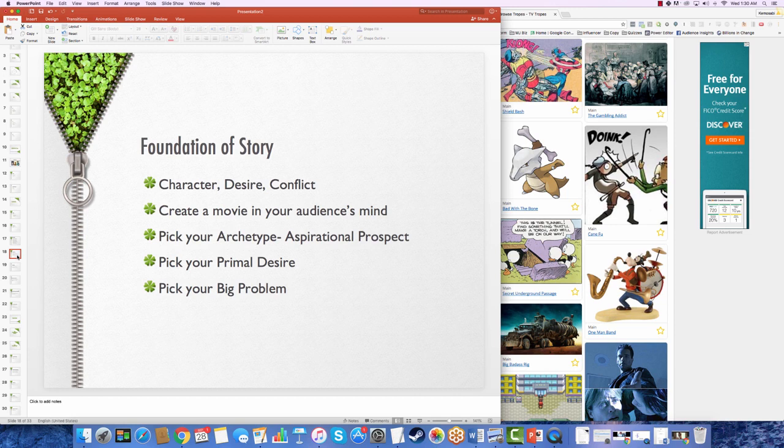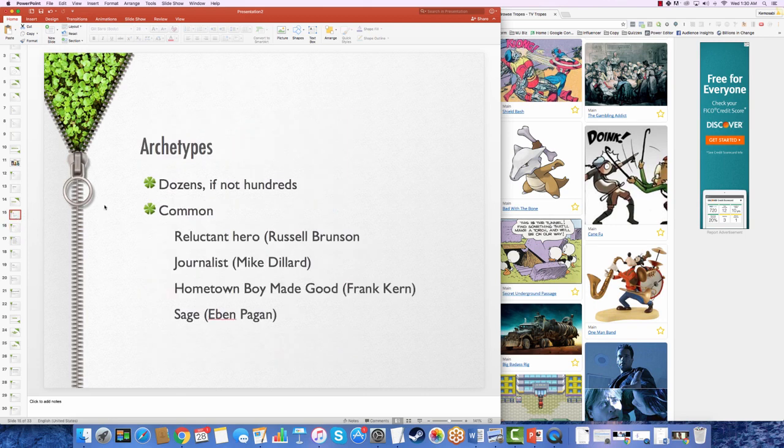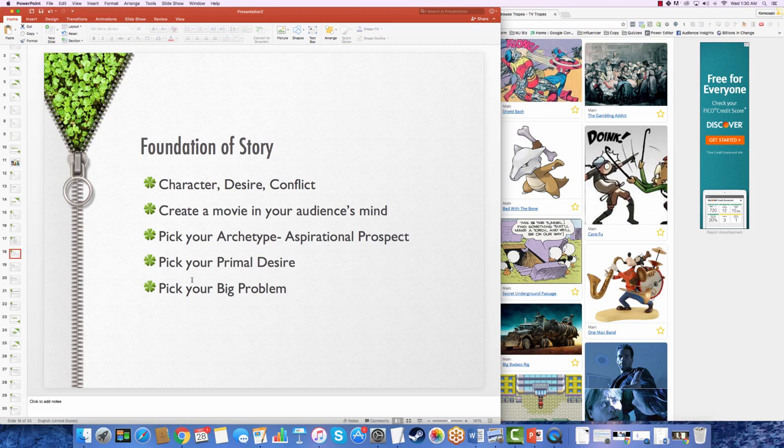Once you've started to realize that that's what you have to do with your sales messages, pick your archetype and link your archetype. Either use a Jungian one, use one of Sally Hogshead's, use one of the common ones that you see, whatever it is, just pick one, but you have to link it to the aspirational prospect. So this isn't your prospect as they are, this is your prospect as they wish to be.